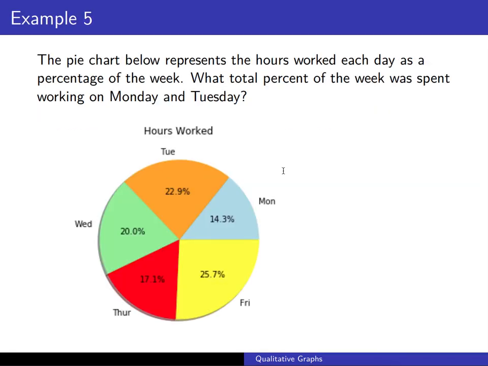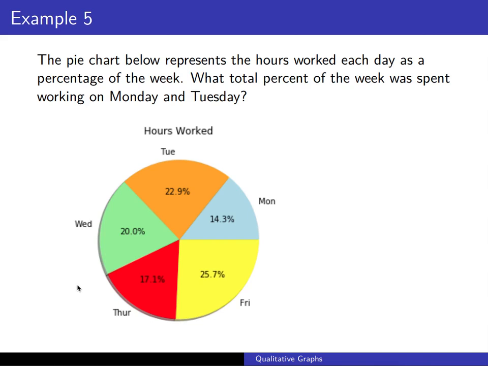So example 5, we have a pie chart here, and again, 25%, well, 25.7. This piece here is slightly larger than 90 degrees. So the pie chart below represents the hours worked each day as a percentage of the week. What total percent of the week was spent working on Monday and Tuesday? So here we have this chart. We have the percentages labeled inside, and we have the names for each of those wedges on the outside.